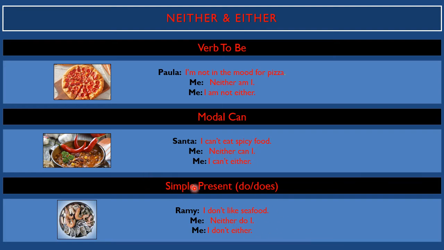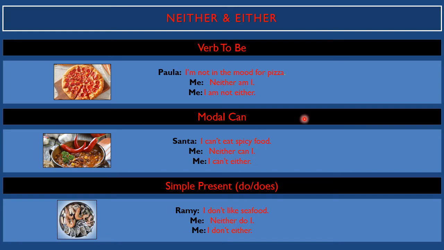Here is a simple present, and you know that for the simple present, the auxiliary is do, or does if you're talking about the third person. Here, neither at the beginning, either at the end, and the auxiliary in the middle. If you check with neither, the auxiliary is positive. Now, with either, the auxiliary is negative. Remember, either with a negative auxiliary and neither with a positive auxiliary.